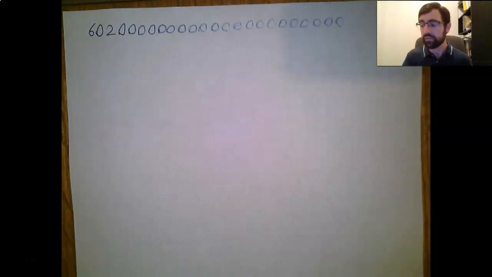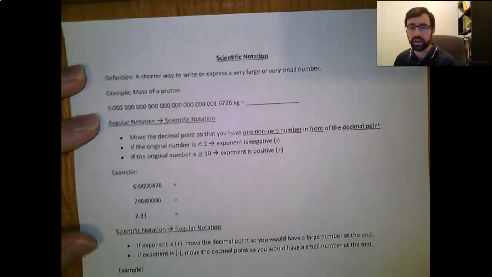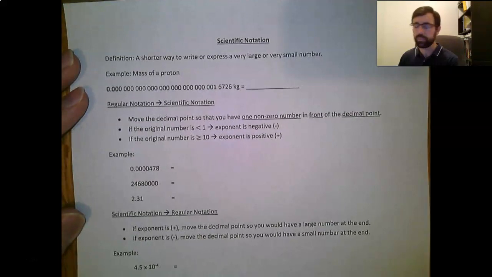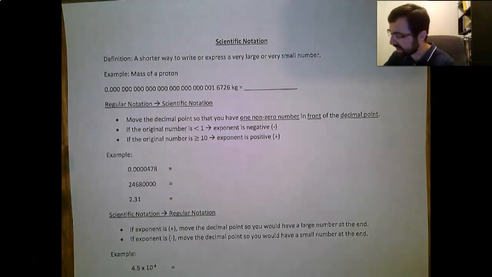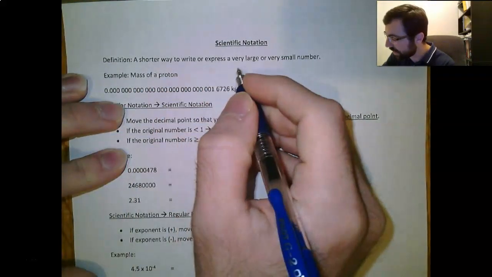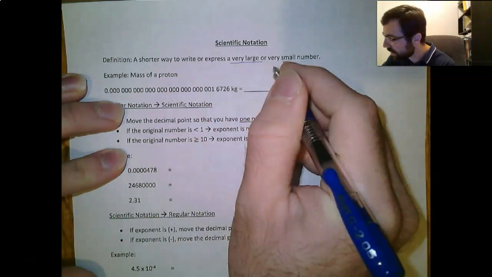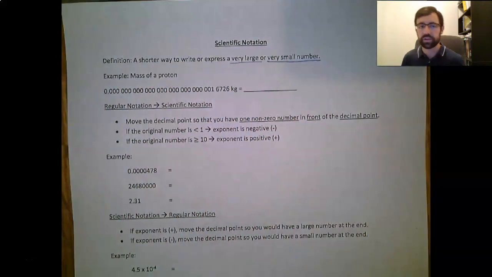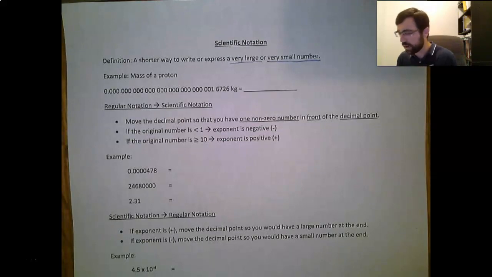So what we have is a shorthand way of writing huge numbers or very, very small numbers. That's called scientific notation. So on the other side here, we've got a little explanation and another example. Scientific notation is a shorter way to write and express very large or very small numbers. There's another example here. If I were talking about the mass of a proton, which is a part of the atom and which we'll talk about later, it's extremely small.